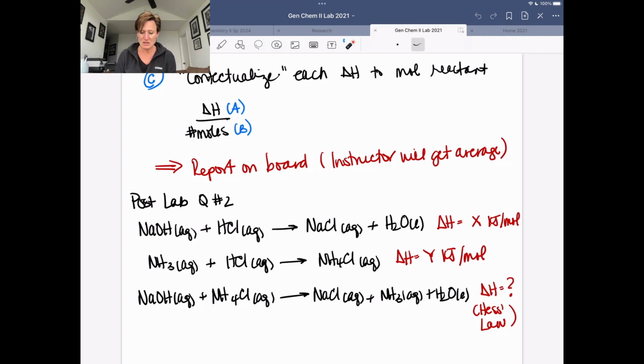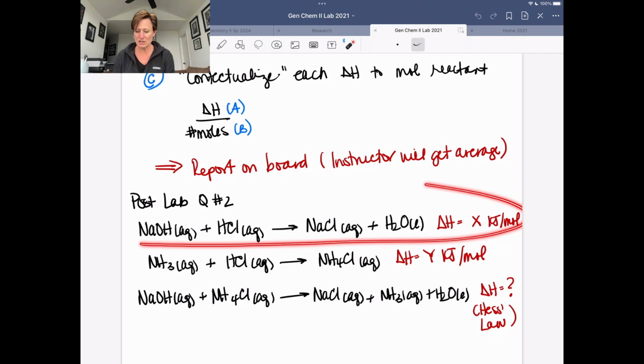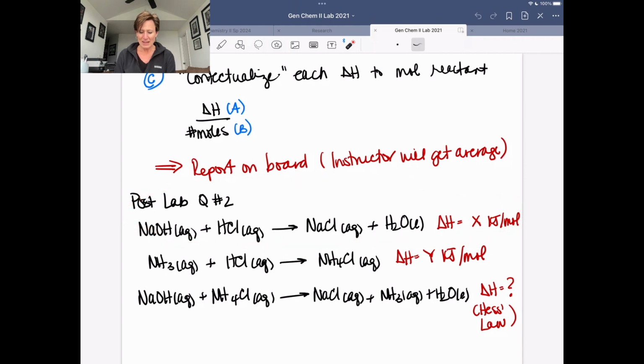So again, what that's going to mean is you're going to take this equation and use it as is. If I flip this equation, that means I'm going to change the sign on my enthalpy value, and then I add up these equations. It's going to give me the same equation as I have in reaction 3, and I'm going to then calculate that delta H value empirically.